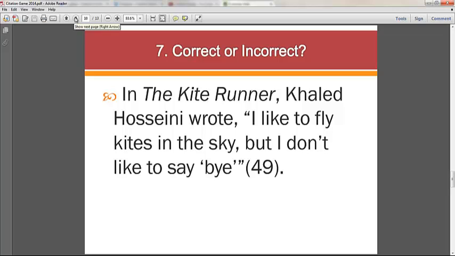Number 7. In The Kite Runner, Khaled Hosseini wrote, "I like to fly kites in the sky, but I don't like to say 'bye.'" (49). Yes, again, this is correct. There's an introduction. Of course, the quote is made up and a little silly. And one interesting thing to note here, the word "bye" is in single quotes.